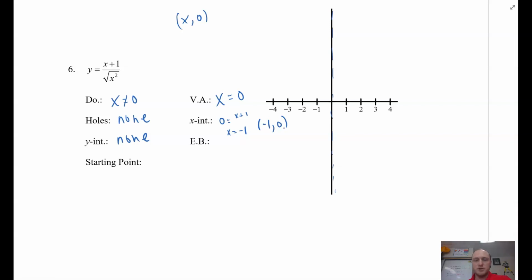Last but not least, we'll talk about end behavior. So our end behavior graph, and I just want to move this over so we have enough room. So -1, 0. And end behavior. Well, I want to analyze what the limit is going to be at positive infinity. And essentially what we have here.